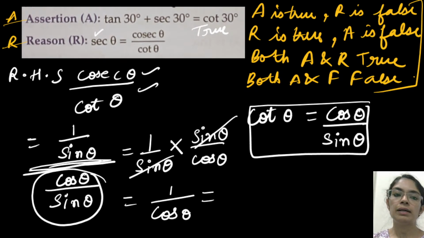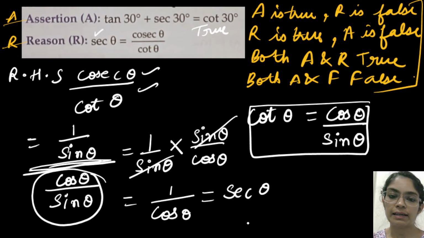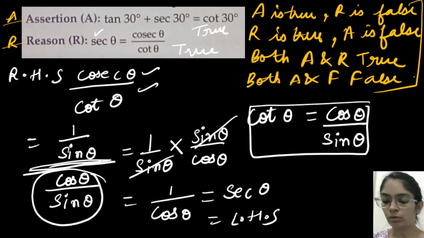See, like we know the reciprocal of sine is cosecant, in the same way the reciprocal of cos is secant. 1 by cos is equal to secant theta, and here the left hand side is also equal to secant theta. So that means this statement is also true. So as Nikhil answered at the starting itself, both A and R are true. So both the statements are correct.